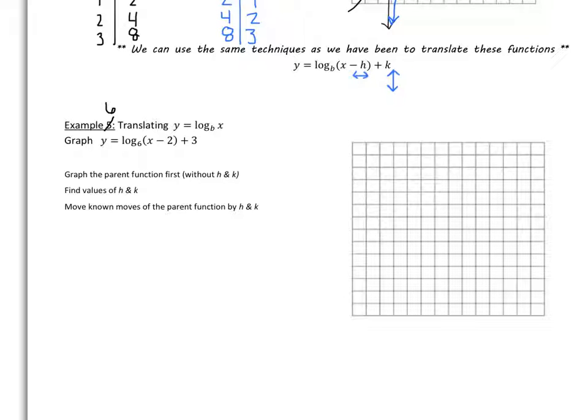Okay, so our 2 is our h, our 3 is our k. So first we're going to graph this function's parent function. So basically, without h and k, what are you going to graph? You're going to graph y equals log base 6 of x. So just ignore h and k.